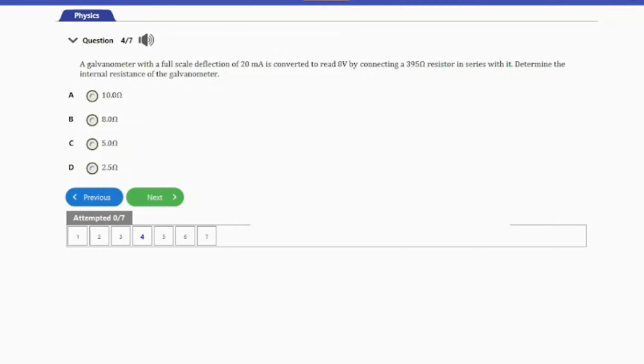That's question number 4. It says, a galvanometer with a full-scale deflection of 20 milliamps is converted to read 8 volts by connecting a 395 ohm resistor in series with it. Determine the internal resistance of the galvanometer.